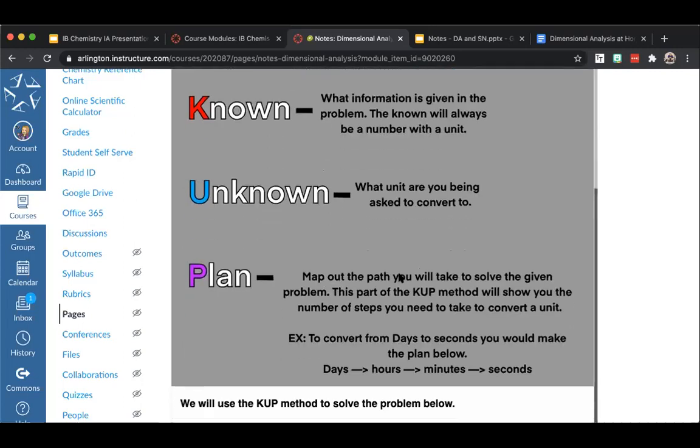And then the P stands for plan. This is where you create a map or a pathway that shows you how to go from the known to the unknown. So your plan always starts with the units of the known and it ends with the units of the unknown. Sometimes if it's easy, you just need one conversion factor. You can go straight from one unit to the next. If it's not as easy, it might be 2 or 3 steps in between.